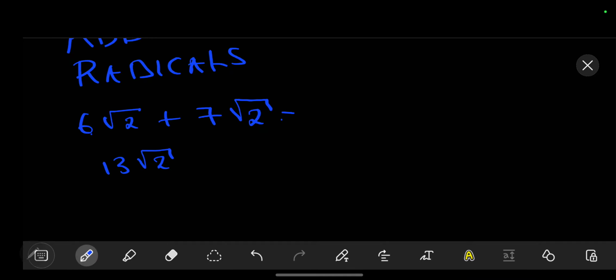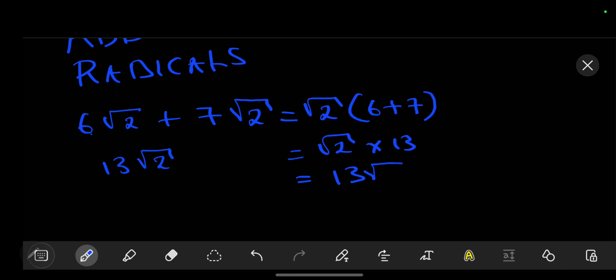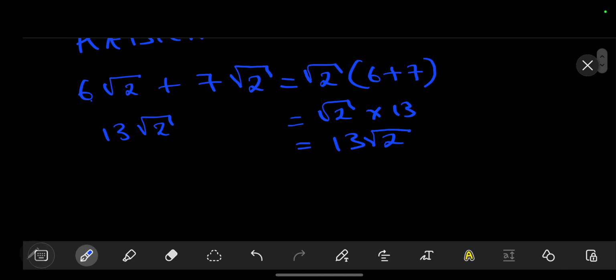For the sake of understanding, this is the same as having this 6 and 7. Let's say we factorize the square root of 2. So this is the same as having square root of 2, then what remains is 6 plus 7. When we add 6 plus 7, we are going to have 13, which will be square root of 2 times 13, which is 13 square root of 2, like that. So it's very important to understand that. We are just going to be adding or subtracting normally.